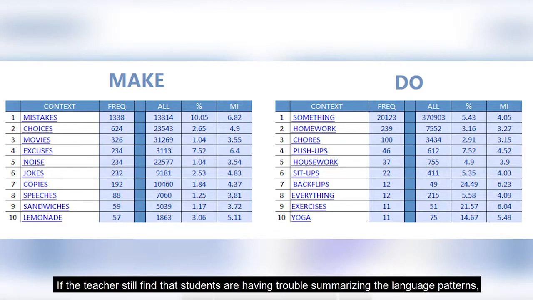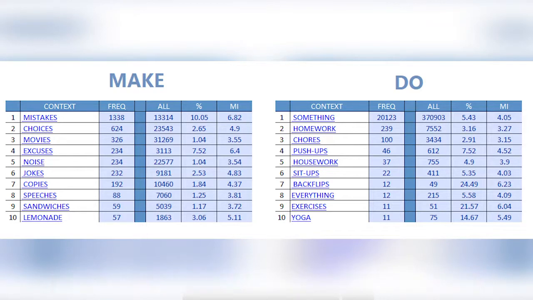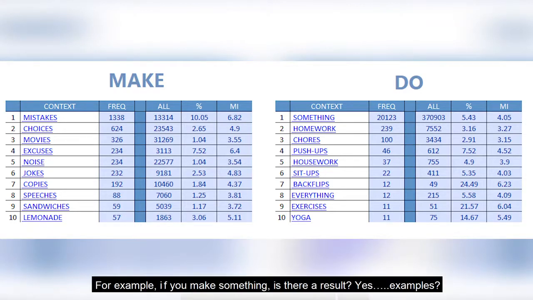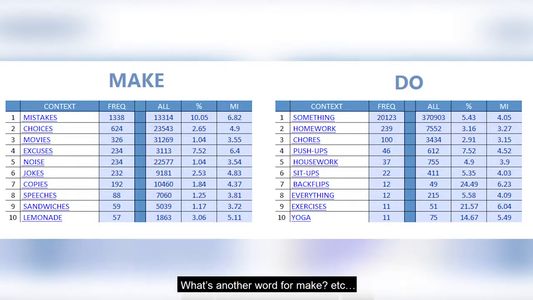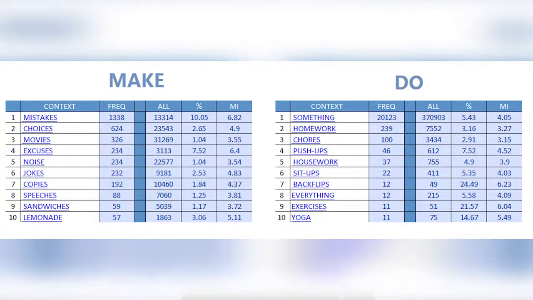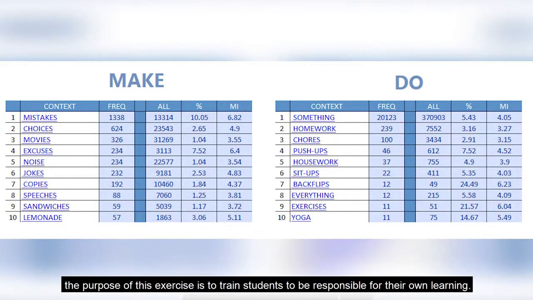If the teachers still find that students are having trouble summarizing the language patterns, he or she may provide some scaffolding with the class. For example, if you make something, is there a result? Yes, for example. If you do something, is there a result? Maybe not. What are the examples? What's another word for make? Etc. We don't expect students to summarize the language patterns themselves. The purpose of this exercise is to train students to be more responsible for their own learning.